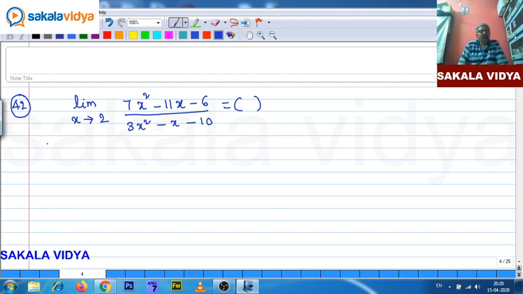Okay. First option is 17 by 11. Second option is 11 by 17. Third is 17 by 4. Fourth option is minus 17 by 11. This is the question.